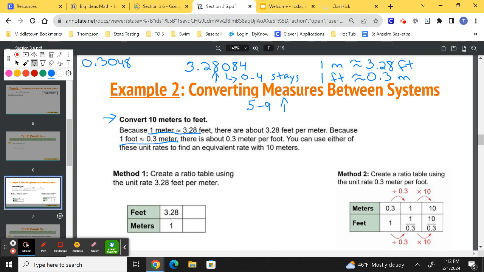So we're doing method 1. You're creating a ratio table using this unit rate. So we're going to use 1 meter, which is about 3.2808 feet. So take a look. Why is meters at the bottom? Why is meters at the bottom? It's the unit rate and 1 is your meters. Everyone see that? Okay, so draw your ratio table.